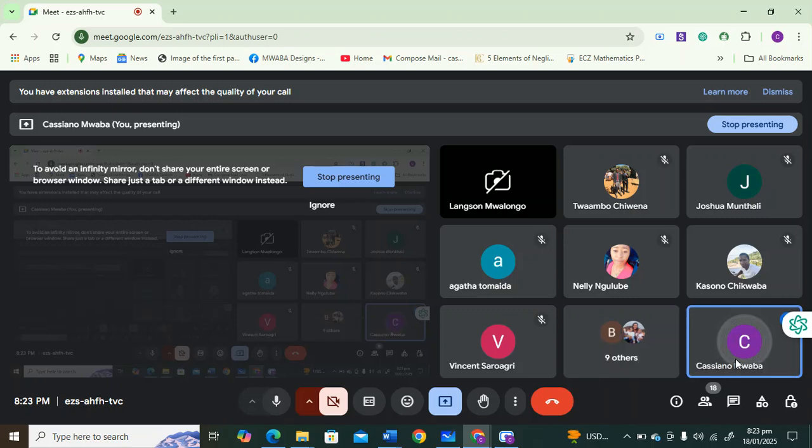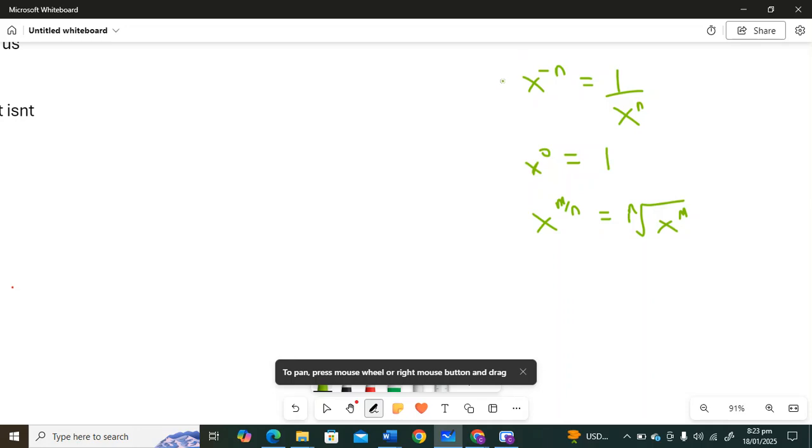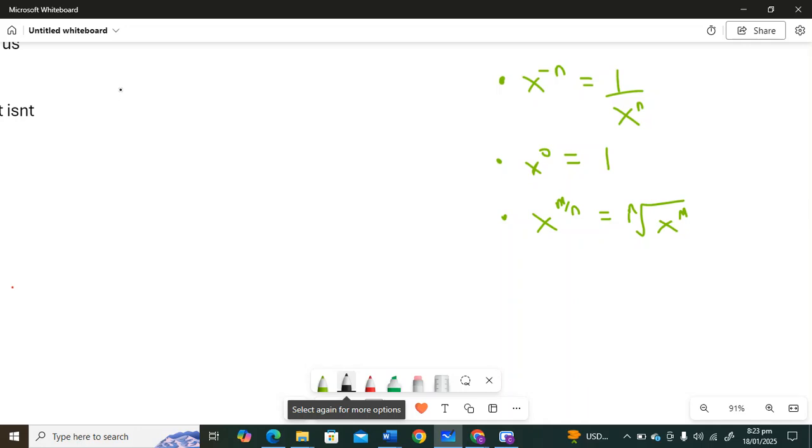Yes, you're going to see these laws applied in a lot of questions. So kindly write them down so that as I'm solving, you're not thinking I'm doing witchcraft. Yes, basically throughout mathematics.